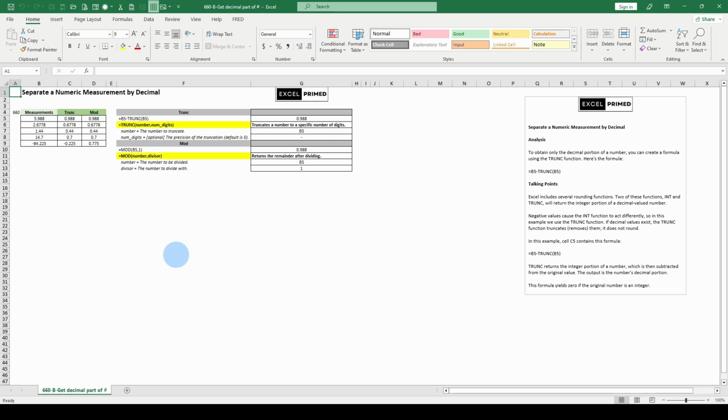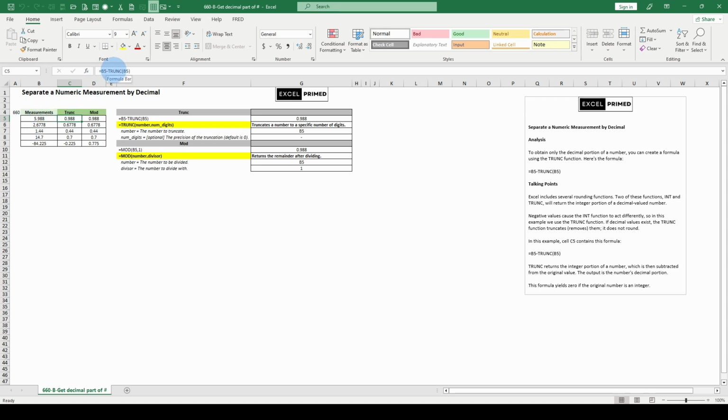Here we have trunk and mod. I'll go through this quickly because there's another tutorial on the same topic further down the road. I'll just explain it to you real quick. The trunk is a sledgehammer approach to removing the decimal.